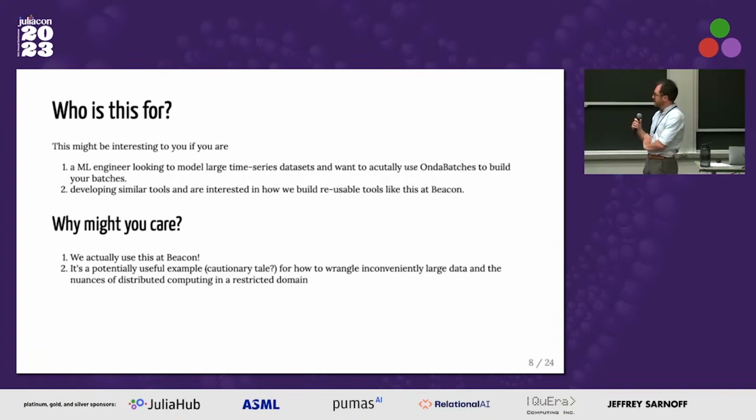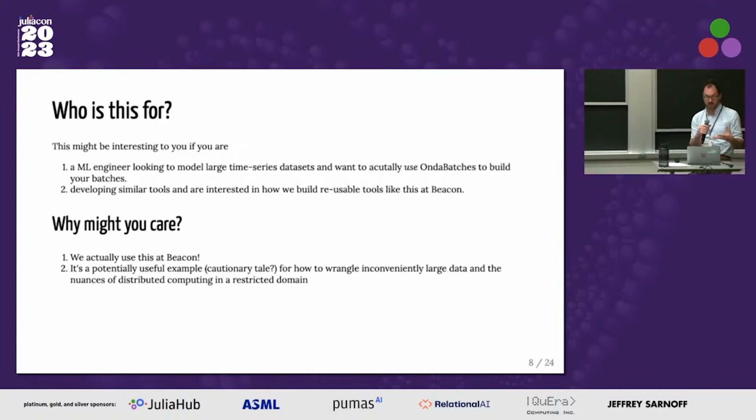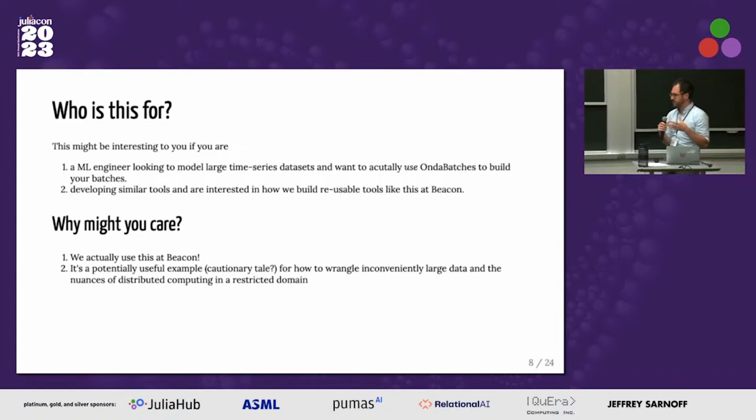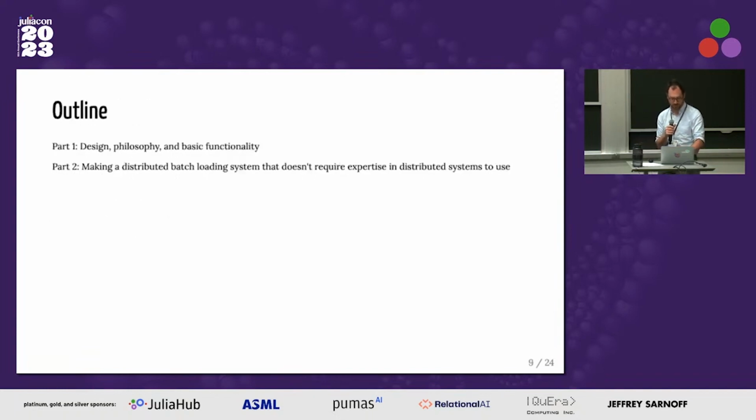And I think the second case is potentially a useful example, or maybe a cautionary tale, for how to wrangle inconveniently large data that has this similar kind of structure, and also some of the pitfalls or nuances of doing this in a distributed setting. So how do you take something that might work locally, synchronously on a single core, and hoist it up into the cloud to make use of this great scalability of cloud resources?